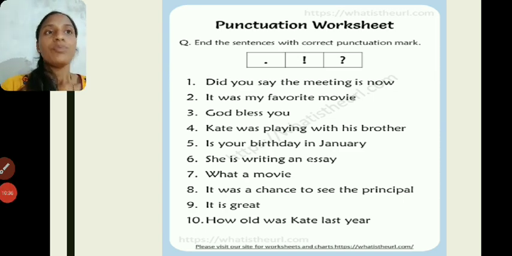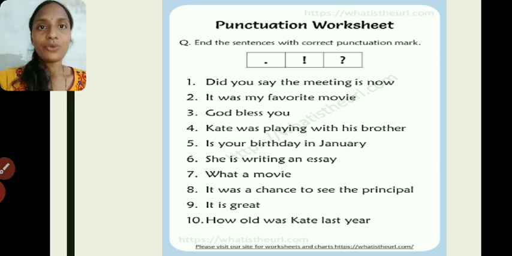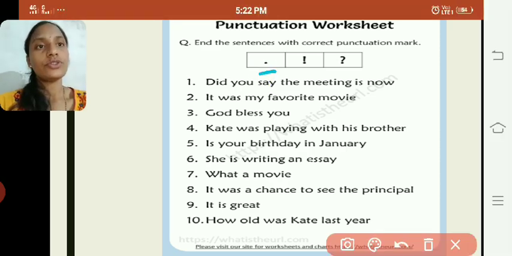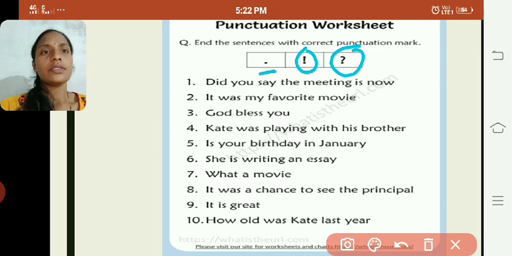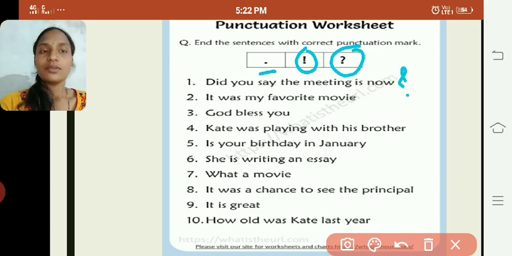Here, in punctuation marks, end the sentence with the correct punctuation mark. In each sentence, we have to identify whether we have to put a full stop, an exclamation mark, or a question mark. First sentence: Did you say the meeting is now? What kind of sentence is this? It is a question, so a question mark. That means it is a question.